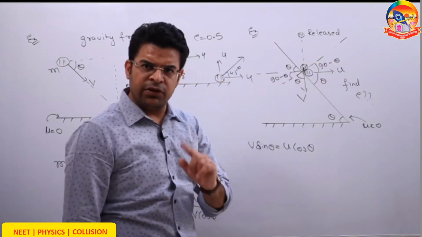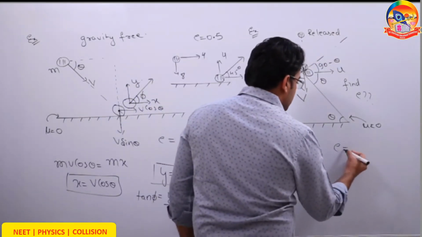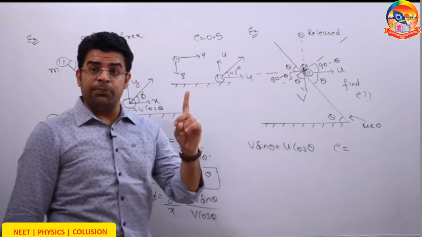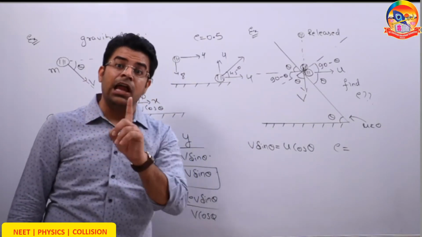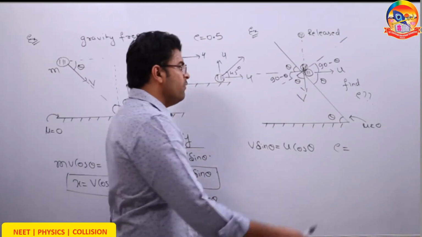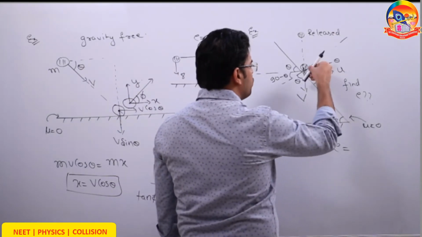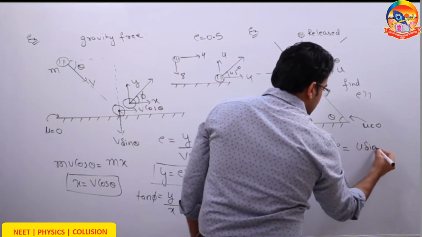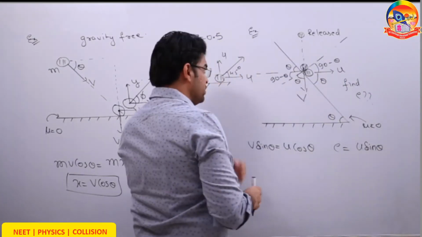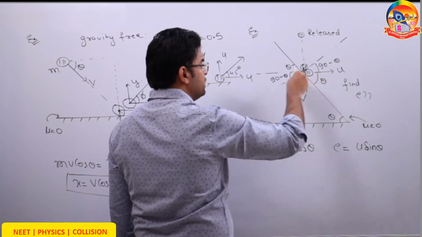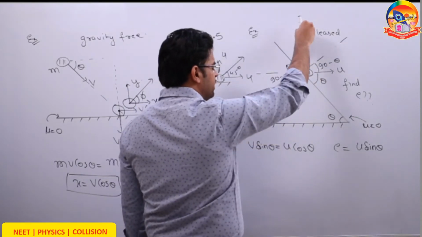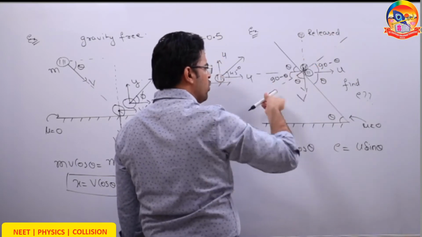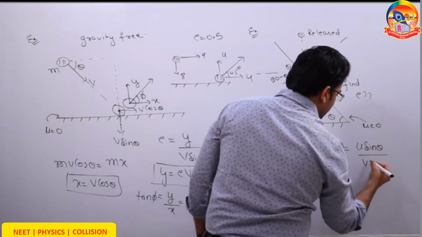First equation. Second equation, the equation of coefficient of restitution. Coefficient of restitution is velocity of separation upon velocity of approach, where both are taken along the line of impact. Velocity of separation will be written as u cos(90 minus theta), that is u sin theta, and velocity of approach can be written as v cos theta. Before collision, velocity is vertically downward v. Its component along the normal will be v cos theta. So velocity of separation upon velocity of approach.